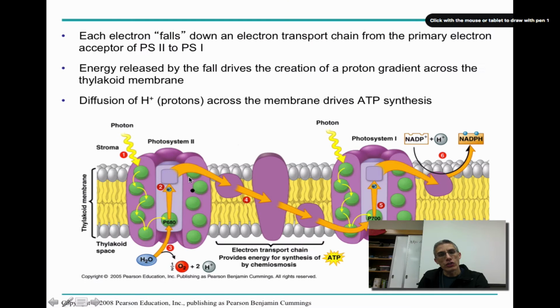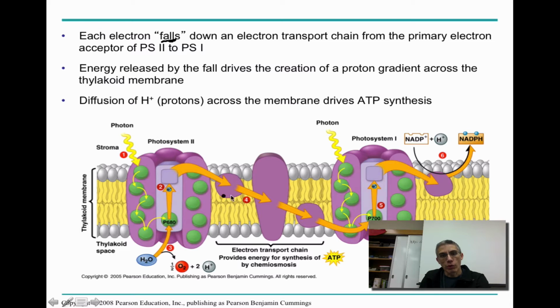So as each electron enters the primary electron acceptor, eventually it's going to make its way to this area of the thylakoid membrane, which is called the electron transport chain. Remember that all of this is occurring in the chloroplast, in the thylakoid membrane of that chloroplast. Each electron is going to fall down an electron transport chain from the primary electron acceptor of PS2, and eventually it's going to make its way over to PS1.